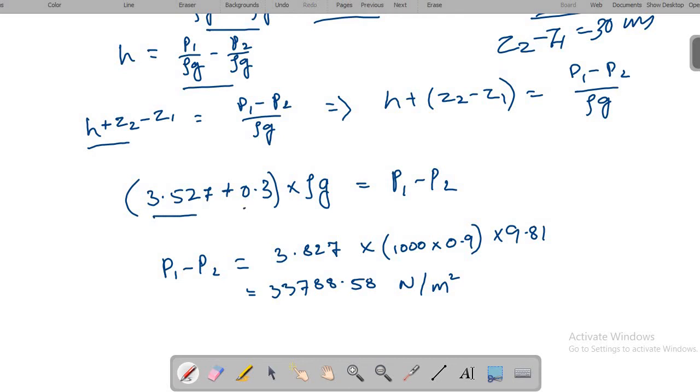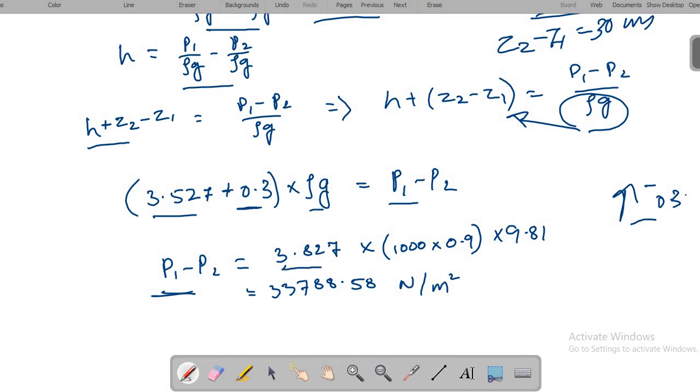And Z2 minus Z1, which I got from the manometer, that vertical difference is 0.3 meter or 30 centimeter. I am substituting Z2 minus Z1 into the equation, and rho g is multiplied on the other side to get P1 minus P2. Actually I need the P1 minus P2 value, so I substitute 3.527 plus 0.3, which is 3.827, into rho.